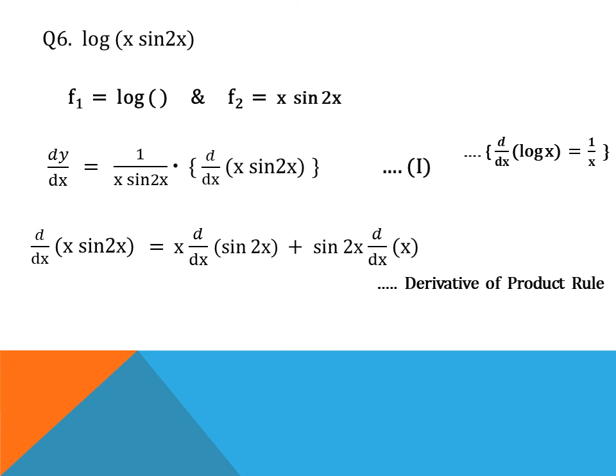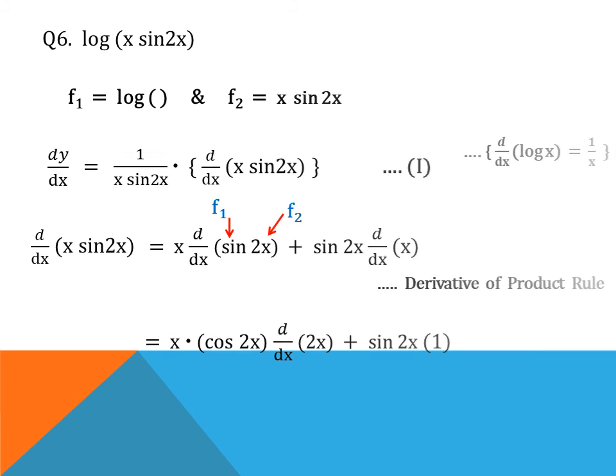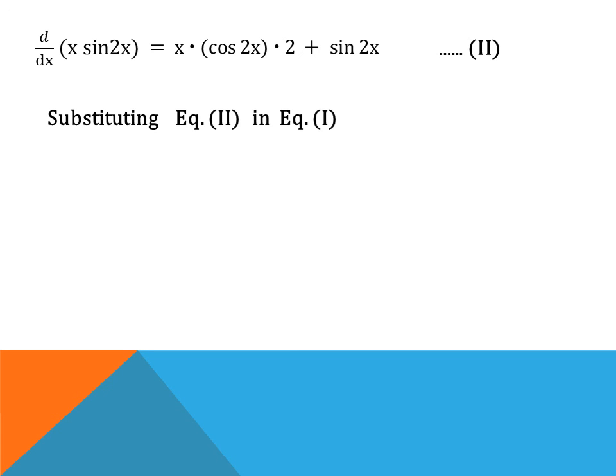So the derivative of x sin 2x will be x into the derivative of sin 2x plus sin 2x into the derivative of x. Now again sin 2x would be a composite function. So the derivative would be x into cos 2x into the derivative of 2x plus sin 2x into 1. Now our equation 2 becomes x into cos 2x into 2 plus sin 2x. So if we substitute equation 2 in equation 1, our final derivative would be as stated below.